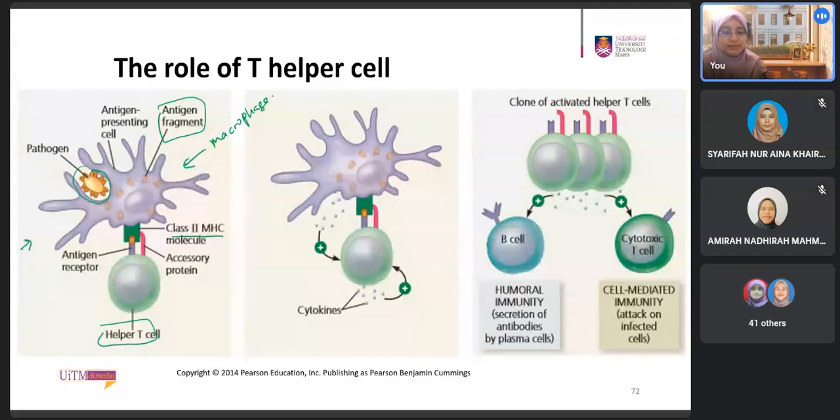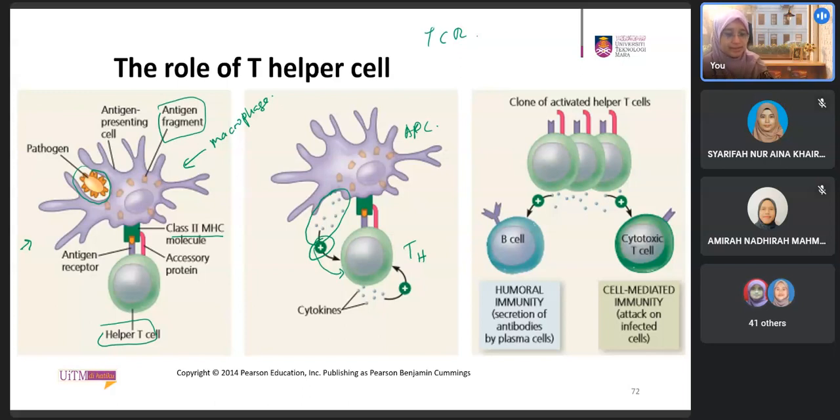Okay, so once you have the interaction between the APC and also the helper T cell, this interaction, the APC will secrete cytokines. Okay, the cytokine released by the APC stimulates the helper T cell. You see here the plus sign. The plus sign, it means that it stimulates the activation of the helper T cell.